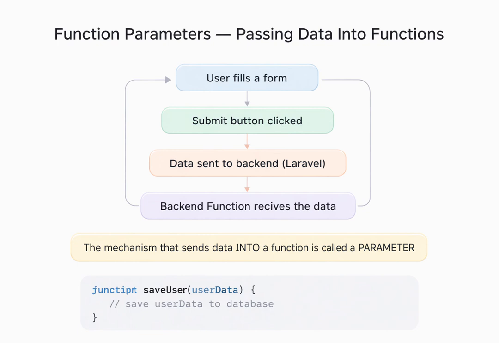On the back end, there's a function waiting to receive that data and save it to the database. But how does that data actually get into the function? That's exactly what function parameters are for. A parameter is a variable you define in the function's parentheses that acts as a placeholder for data that will be passed in when the function is called. This is how functions become dynamic and reusable. They can work with different data every time they're called.